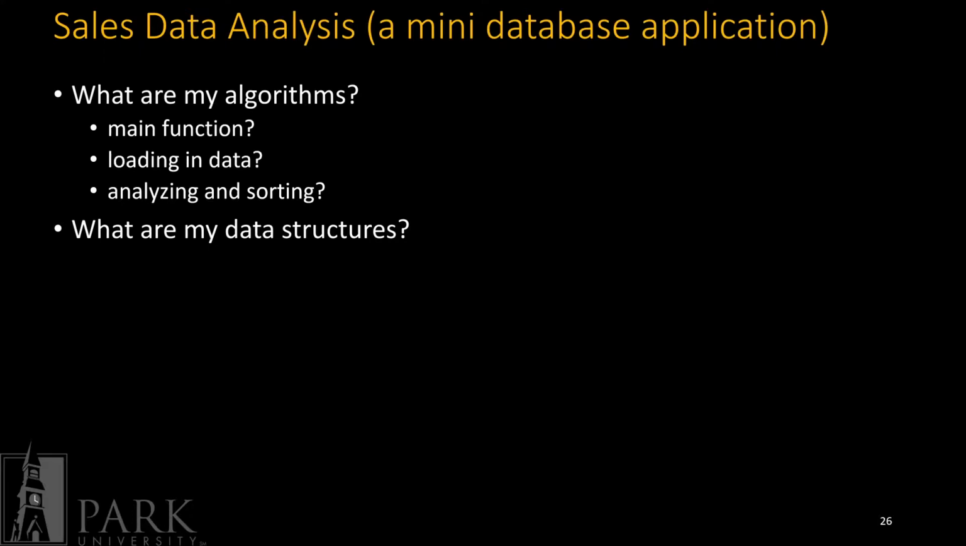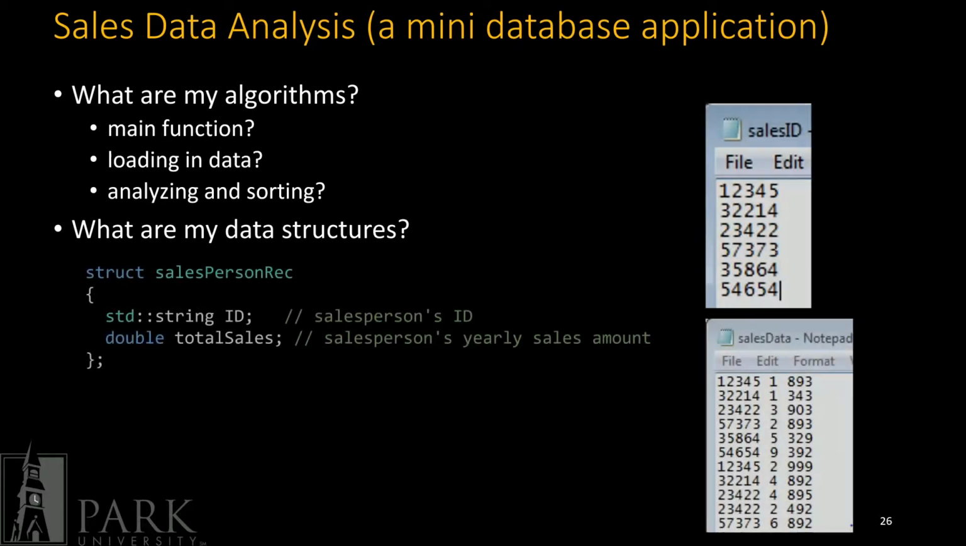Since this is a lesson on structs, we'll choose to represent the data in a struct like this. You can see here that we're storing the ID as a string, and we're storing the total sales as a double. Note that we're not storing any information about the month where the sales were generated because there was no requirement to do so.